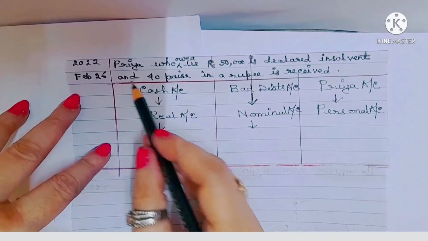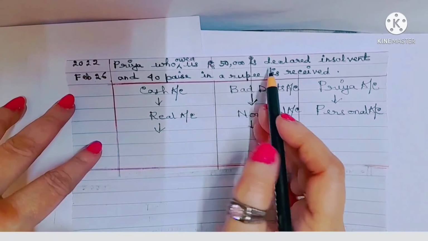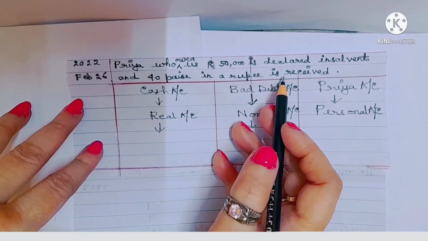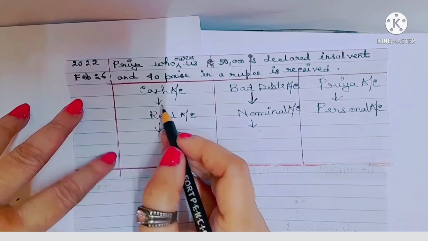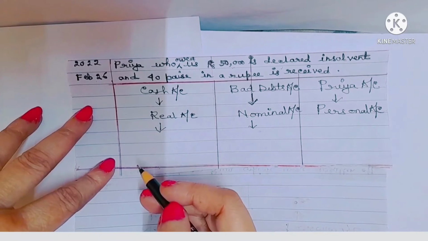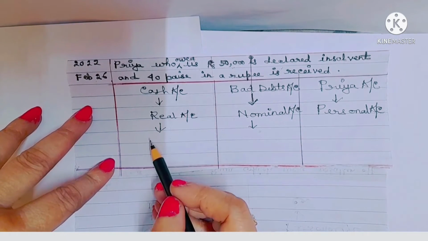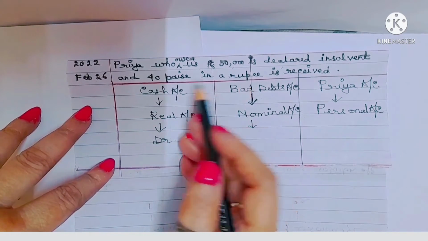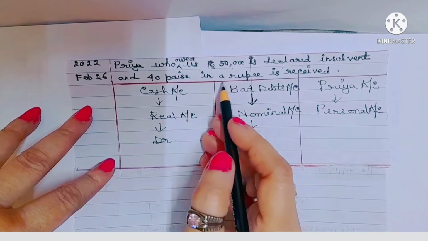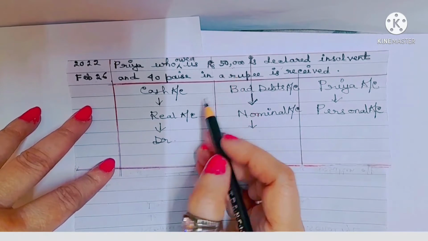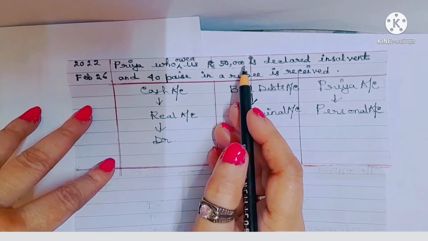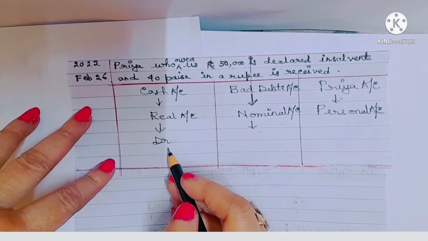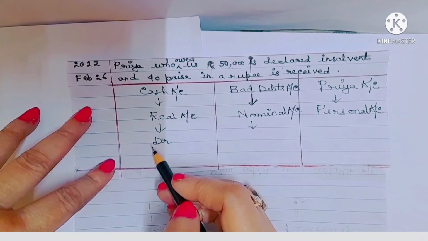So see here, Priya, who owed us 50,000, is declared insolvent and 40 paisa in a rupee is received. So we are receiving some money. So cash is coming in. According to real account, what comes in is debit. So the business is receiving 40 paisa in a rupee. That is 40% of 50,000, which means 20,000 cash is coming in. So cash account should be debited.